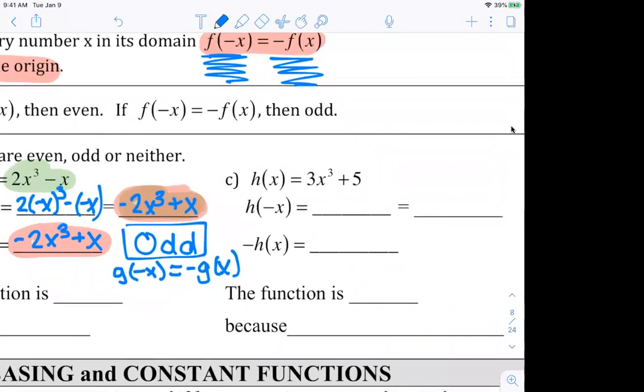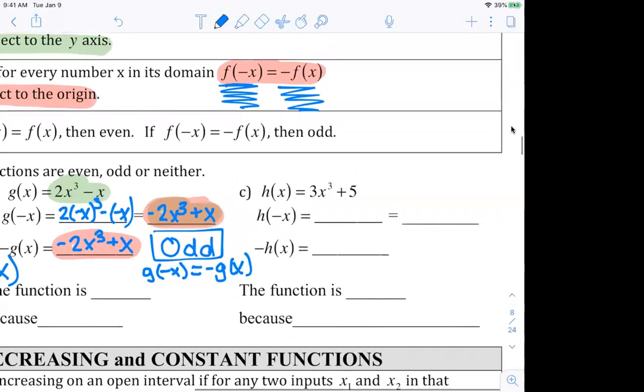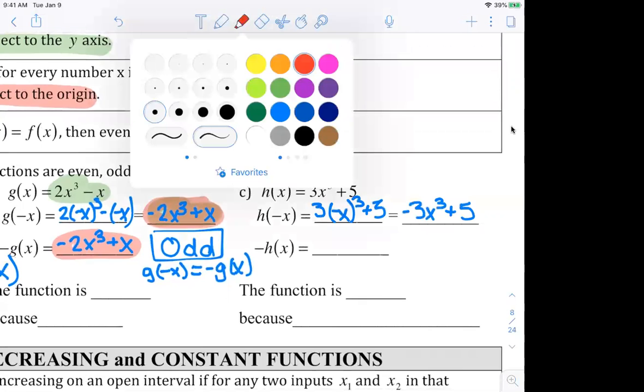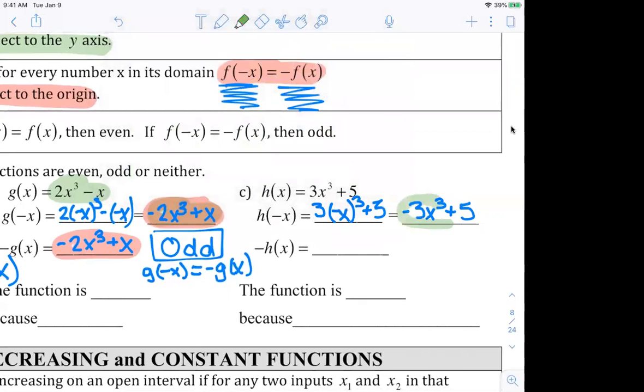So there's our function. We're first going to check to see if it's even by plugging in negative x. When we plug in negative x, that's going to still give us a negative sign. You pull the negative in the front: negative 3x cubed plus 5. That's my simplified answer. Again, you're checking: does this negative x when I plugged it in equal the original? It does not, so it's not even.